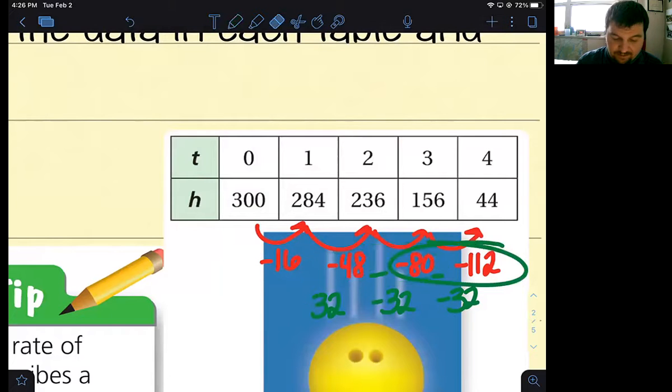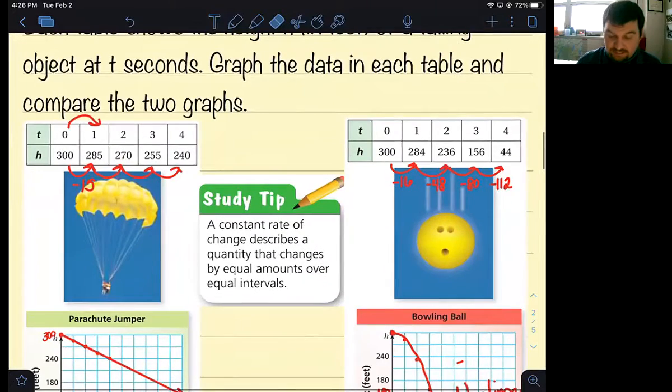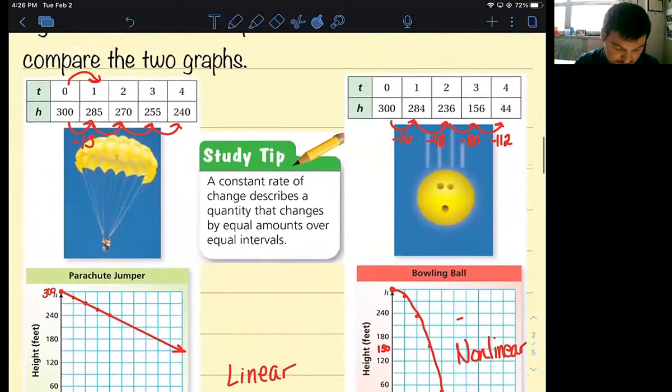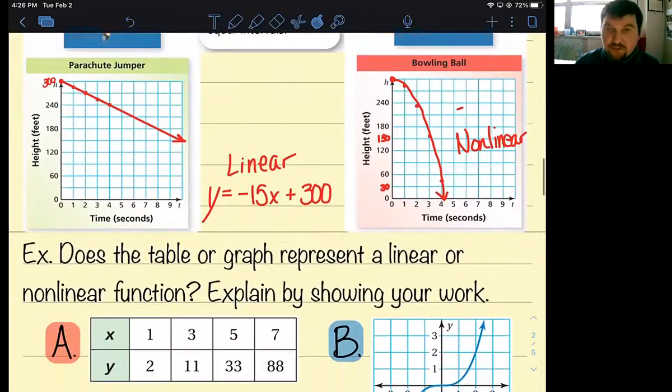That doesn't necessarily happen for every single parabola in the world, I don't think, but it does for the last 2 that we've looked at. Just a little side note on that. So yeah, definitely nonlinear for this. Graph the data, compare the 2 graphs. Yeah, I think that's all they wanted us to do there.